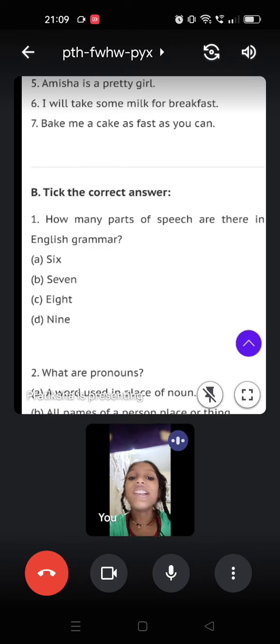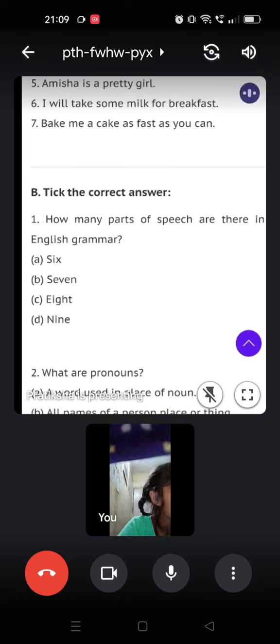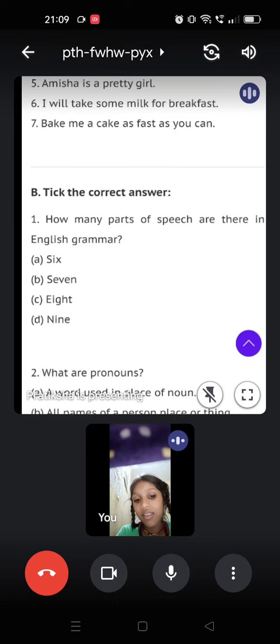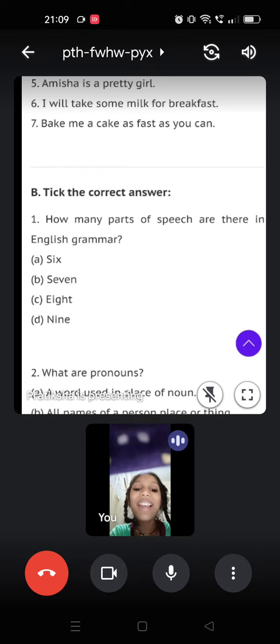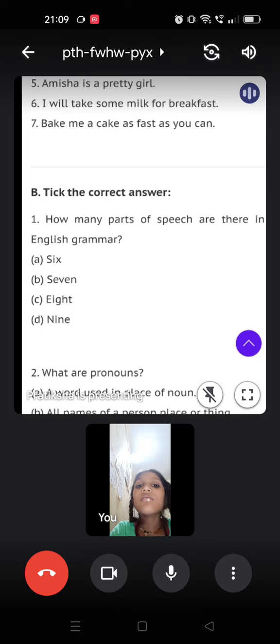Amisha is a pretty girl. What is Amisha here? A person, noun. And what is is? Is a verb. Always, whenever I ask you what is is, you have to just say verb. Okay? Am I clear? Ma'am, can you explain it again? Wherever is comes in a sentence, it is included in verb. Is always comes in action words. Okay?